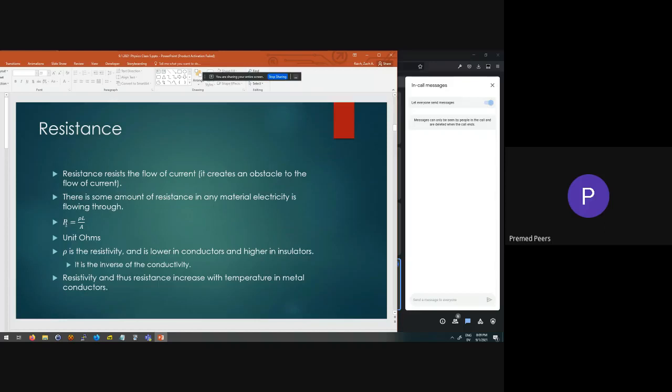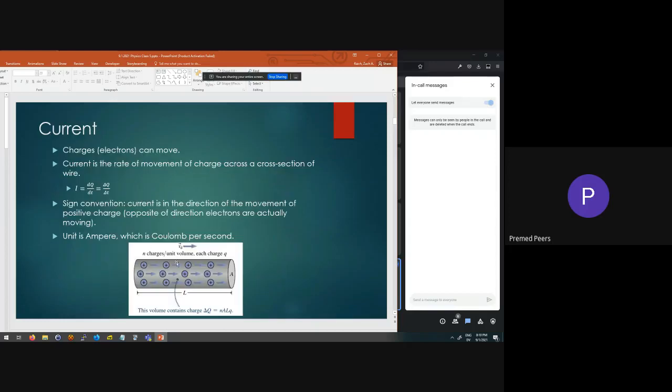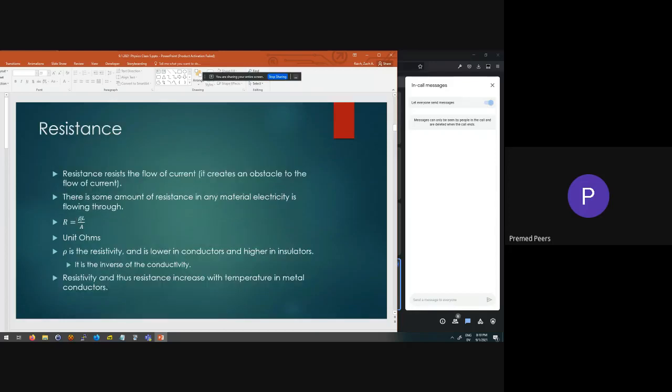Here's the formula for resistance. You do need to know this one. R equals rho L over A, and resistance is measured in ohms. Rho is called the resistivity. This is an important distinction. Resistance is a property of the wire, so the material it's made out of, how long it is, and the cross-sectional area.